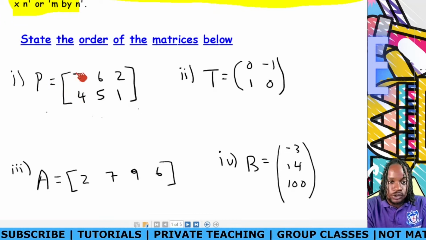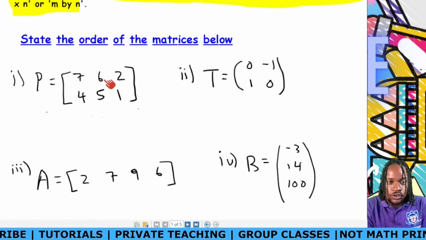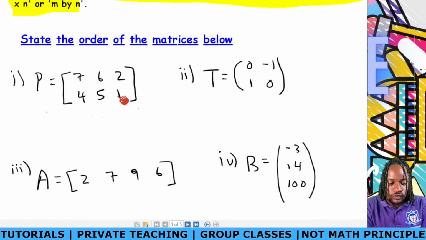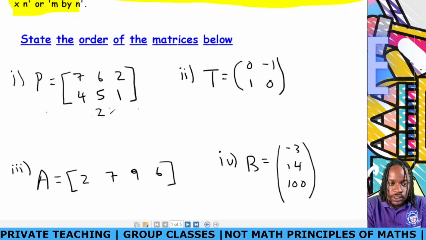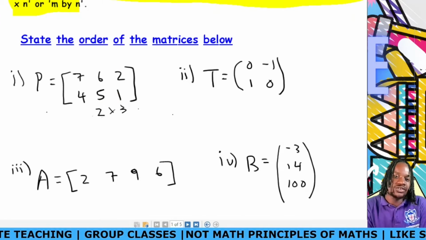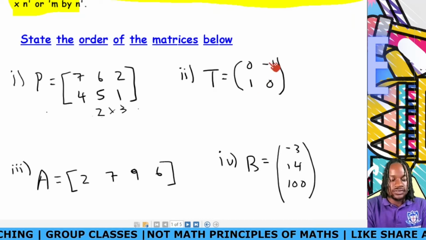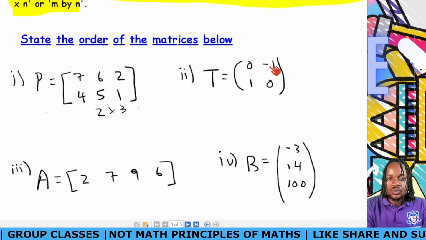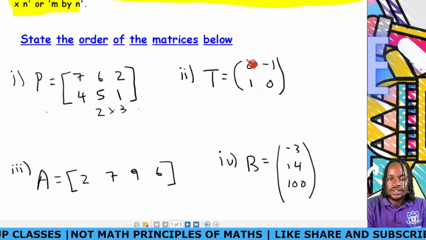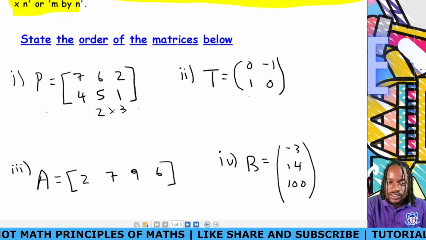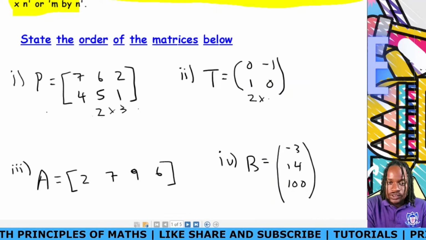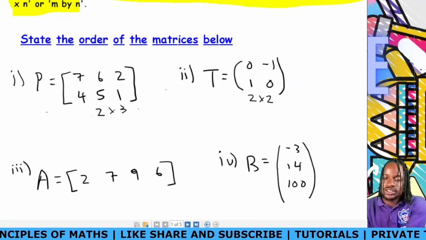So P, how many rows? 1 row, 2 rows. How many columns? 1, 2, 3. So P is a 2 by 3. Then T, how many rows? 1, 2 rows. How many columns? 1, 2 columns. So the answer for T is 2 by 2. We're not doing so badly so far.